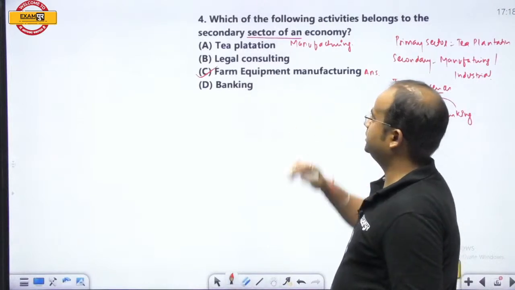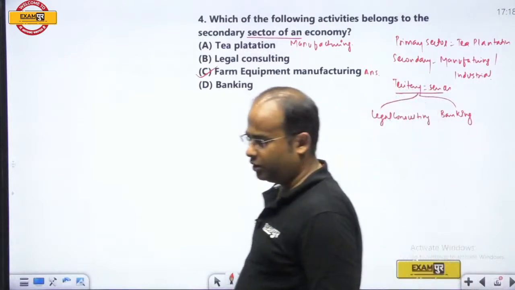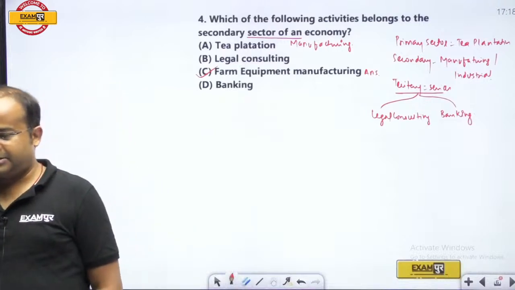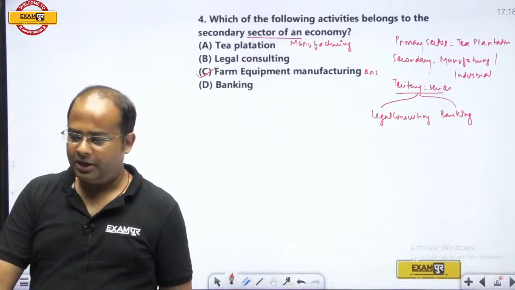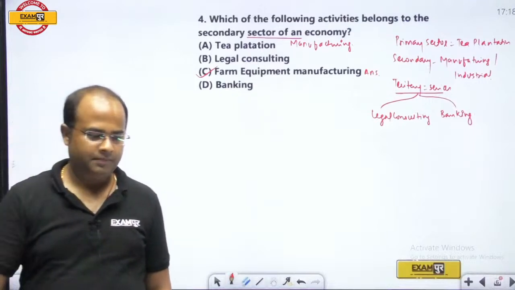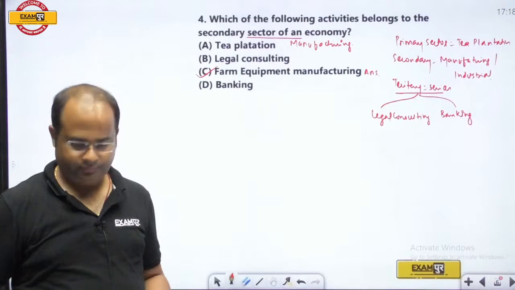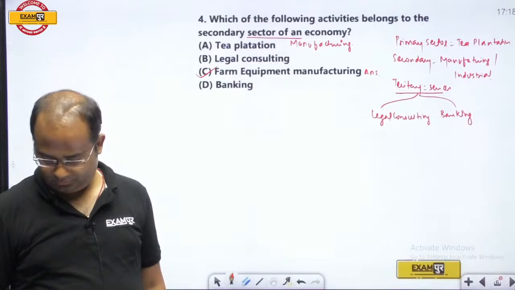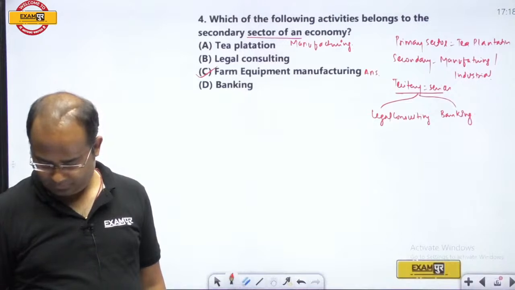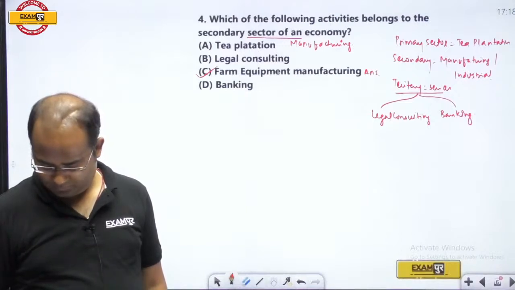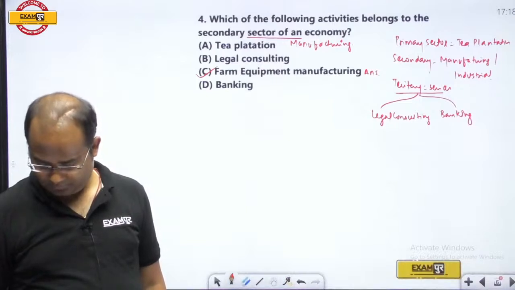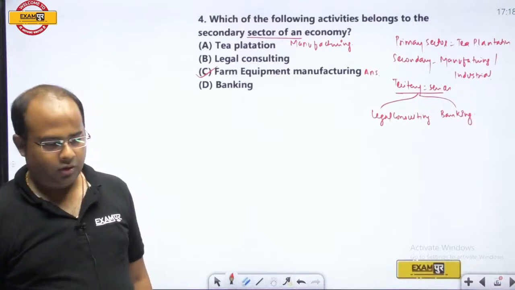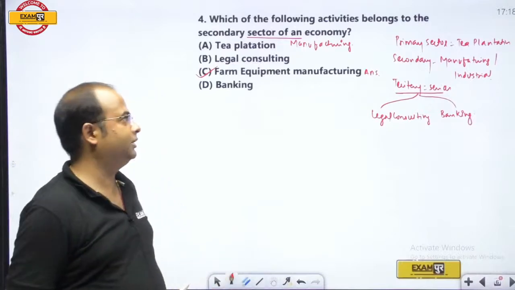Therefore, the correct answer will be, guys, option C. I hope it is clear to all of you which sector is what. So primary sector, tea plantation; secondary, manufacturing; tertiary, legal consulting and banking sector. I hope it is clear to all of you. Okay, so the correct answer will be, guys, option C.